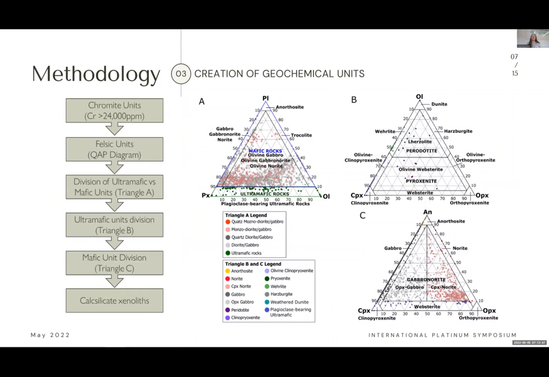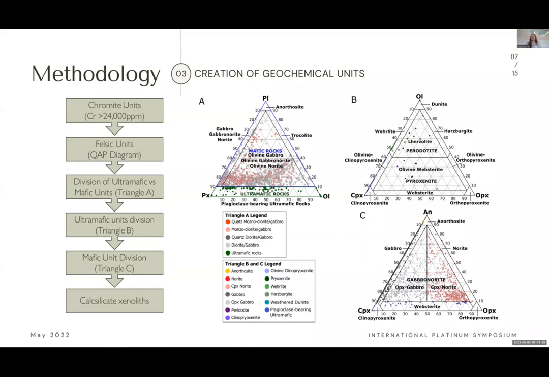Firstly, we separate the chromitite rocks, and also samples that had very high felsic components, using the quartz-alkali feldspar-plagioclase ternary diagram. The remaining rocks were then separated into two main groups, mafic and ultramafic, and the ultramafic were then separated using the olivine-clinopyroxene-orthopyroxene triangle. It is to be noted that the samples classified as dunite up here also had a really high LOI, and therefore we classified them as weathered dunite further on.